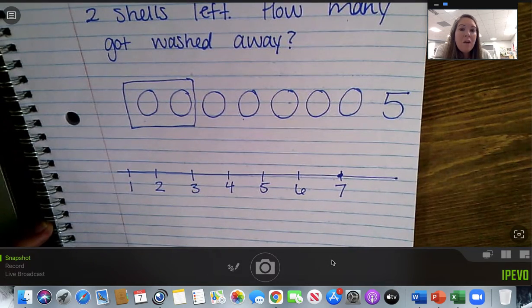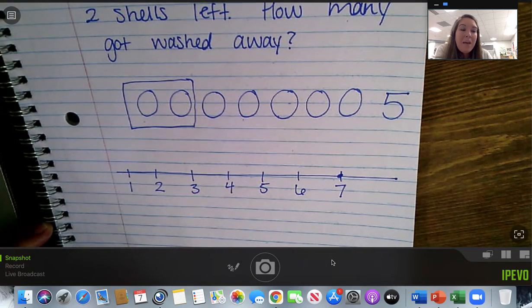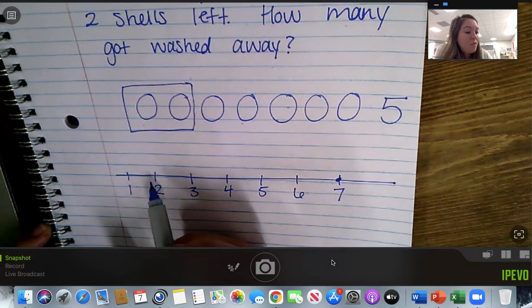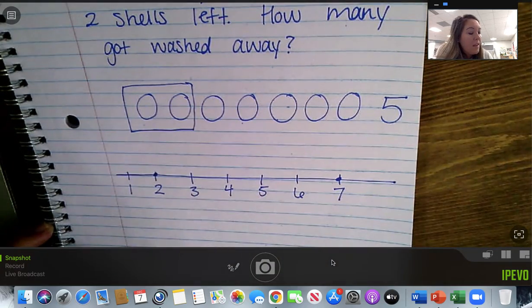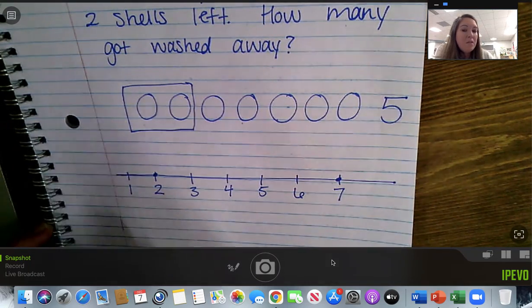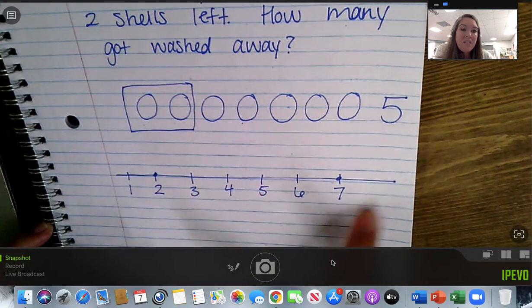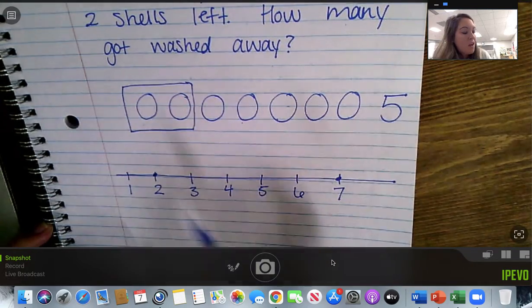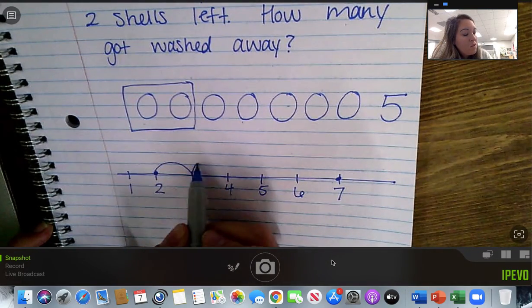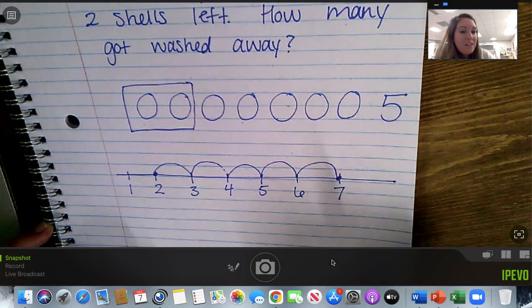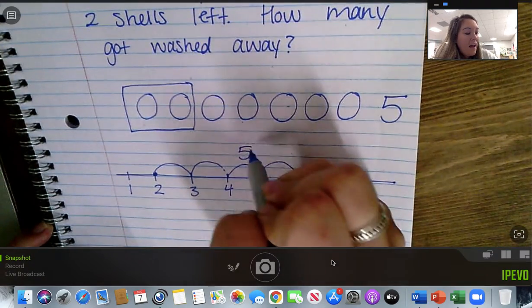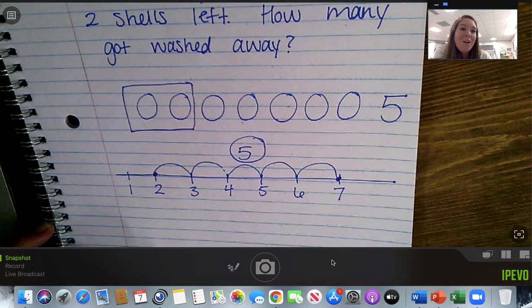Some shells got washed away. I don't know how many, but I ended up with 2, right? 2's way down here. I ended up with 2. I wonder if we count between 2 and 7, if that gives us the answer 5, like we got up here. Let's try it. 1, 2, 3, 4, 5. It does. 5 shells must have got washed away.